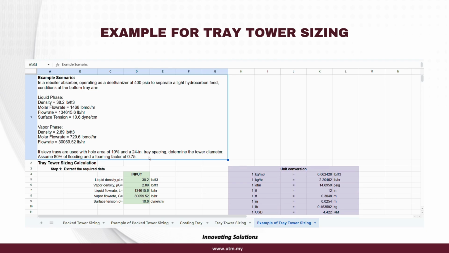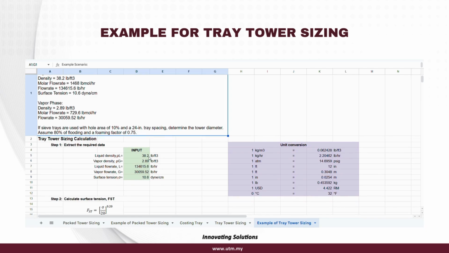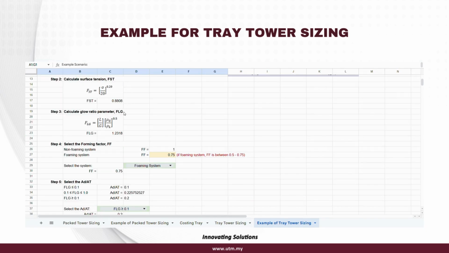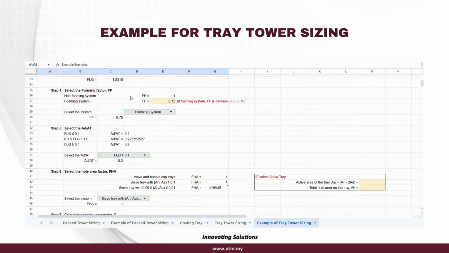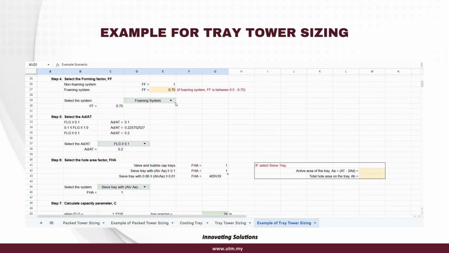So let us start by extracting the required data and inserting it into the green color cells. Then next we have to calculate the surface tension and flow ratio parameter, and then select the foaming factor. According to the question, it is a foaming system with a foaming factor of 0.75. Then we have to select the 80% flooding, and since the FLG is greater than 0.1, we choose this, and we will get 80% flooding for 0.2.